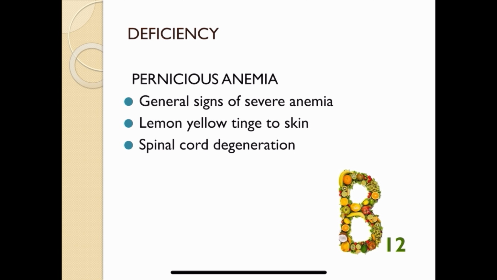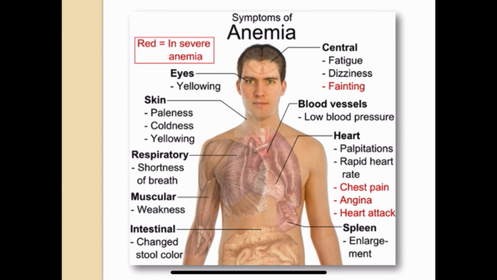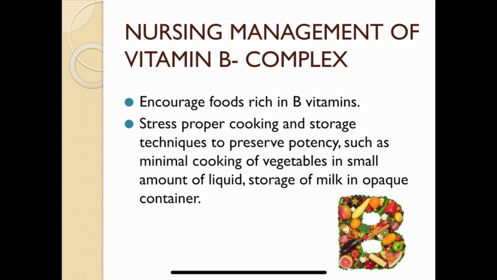Its deficiency causes pernicious anemia. This is a commonly asked question, that the deficiency of vitamin B12 causes pernicious anemia. There are general signs of severe anemia in this, along with lemon yellow tinge to the skin and spinal cord degeneration. These are some of the symptoms in case of anemia.